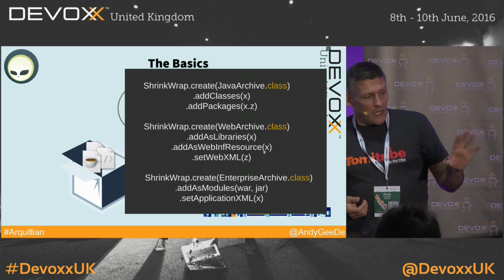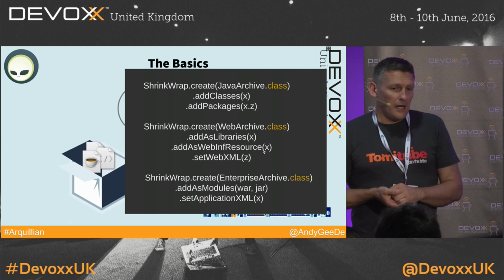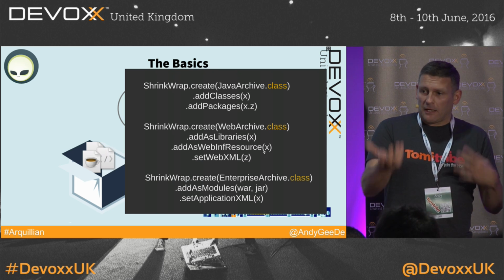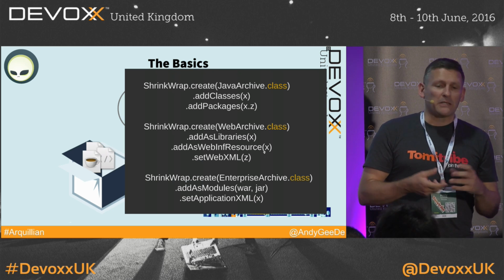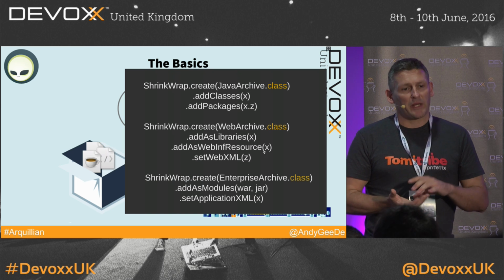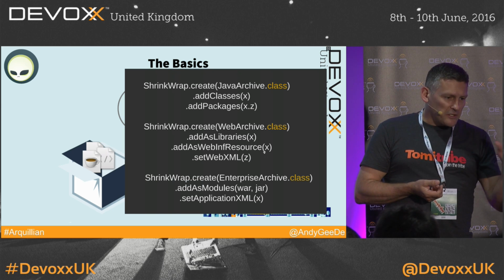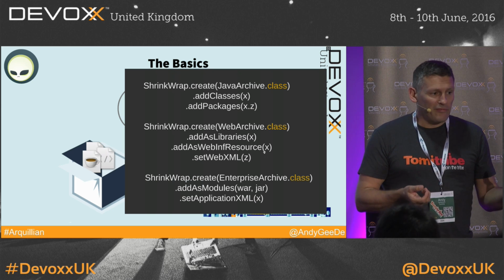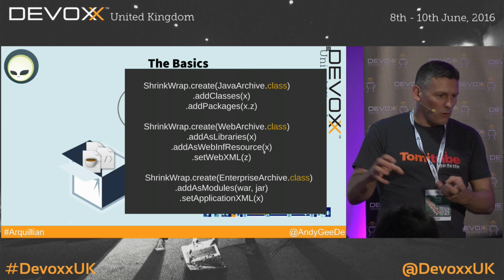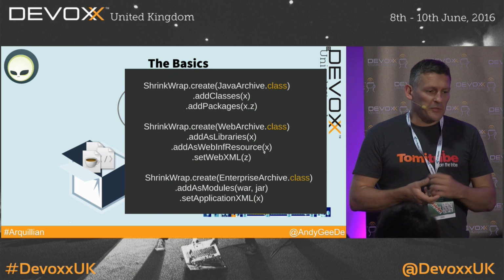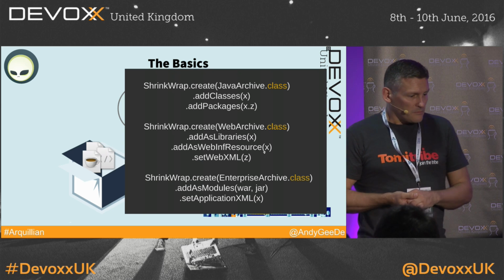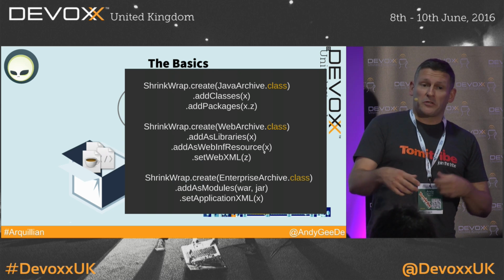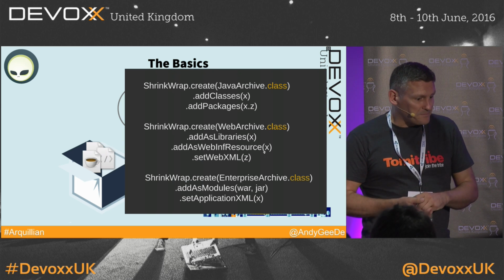To do that, and we'll see this later in the code, we use a project called ShrinkWrap, which is basically a collaborative product with Arquillian that builds applications for application servers. And these are the three basic formats, which is your Java archive, just a jar file, web archive, which is a WAR file. I really wish I just called it WAR archive, and enterprise archive, which is an EAR file. And so what we can do is build programmatically your application, which we will then deploy to our application server.